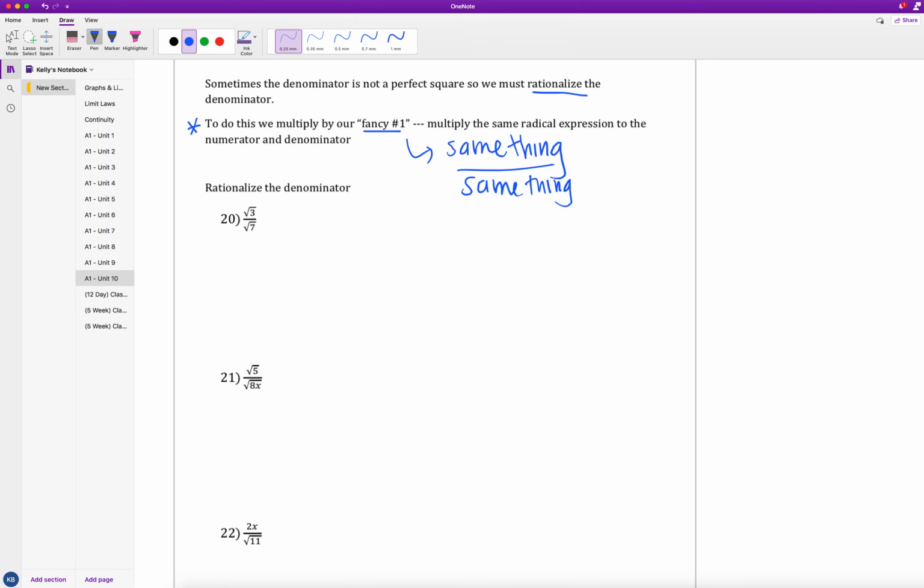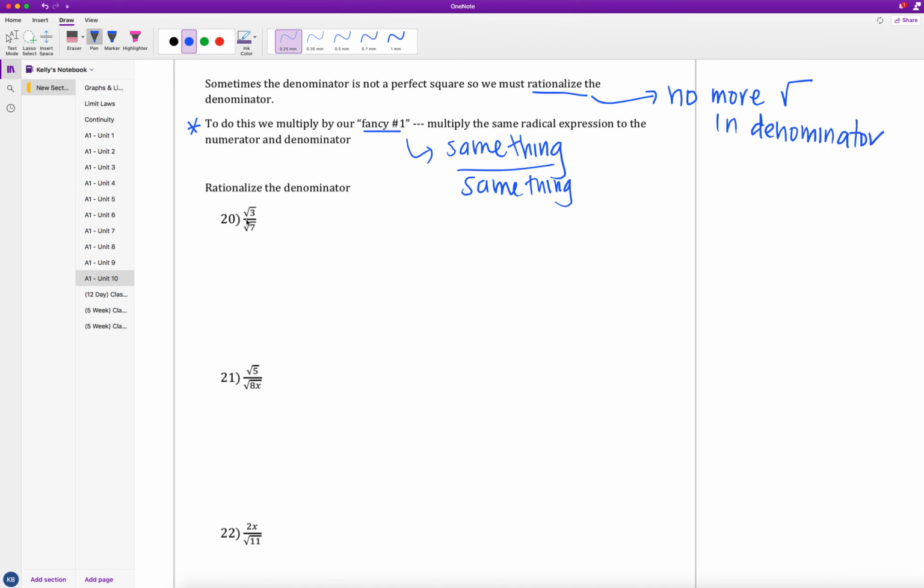And in this case, we're going to strategically choose to multiply by something that will get rid of the radical in the denominator. So let's look at example 20. All of these say to rationalize the denominator, which means I should end up with no more square roots in the denominator. That's what rationalizing means.